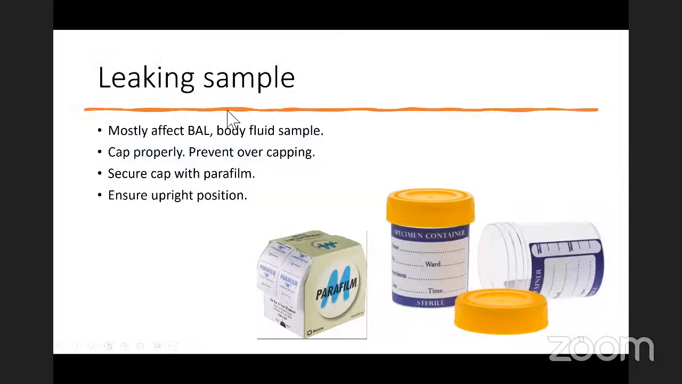All right, the second issue is a leaking sample. Mostly this affects body fluid samples or bronchoalveolar lavage samples. Measures that can be taken: the container should be kept properly, and always pay attention to avoid overcapping. The screw of the cap has a limit. Make sure not to overscrew the cap, because overscrewing can lead to leakage. It is also helpful to secure the cap of the container with parafilm, and ensure most of the time that the specimen container is in an upright position if possible.